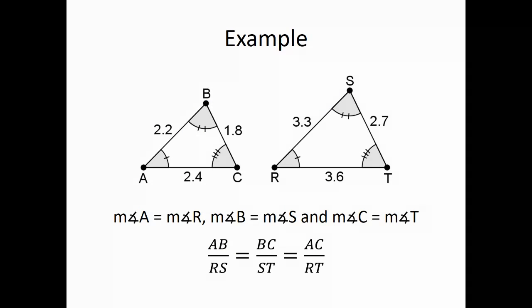Here's an example. Of course, it would be good to have a picture. So we have a triangle ABC and a triangle RST. Notice first that the angles of ABC are equal to those of RST. In particular, angle A equals angle R, B is equal to S, and C is equal to T. And notice as well that sides are proportional. So for instance, if we were to take the ratio of AB over RS, that is 2.2 over 3.3, and then take the ratio of BC to ST, that is 1.8 to 2.7, and then finally the ratio of AC to RT, that is 2.4 to 3.6, those all have the same value. And what is that value? They're all equal to simply 2 over 3. Okay, so angles are equal and sides are proportional.